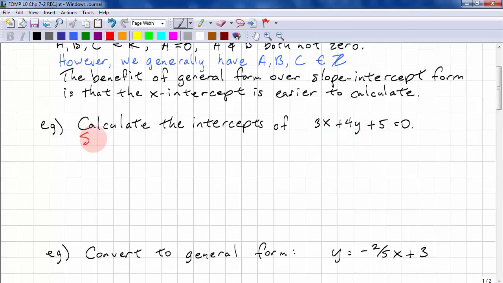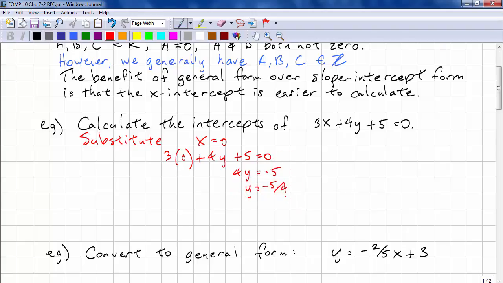So we substitute x equals 0 to calculate the y-intercept. So 3 times 0 plus 4y plus 5 equals 0. So this gets eliminated. We have 4y. The 5 goes over to the other side. It becomes negative 5. So y equals negative 5 over 4. And again, it's always best to leave our answers as fractions.